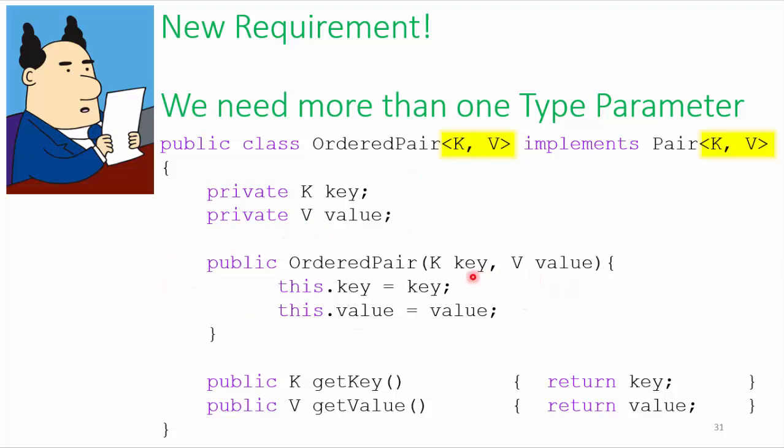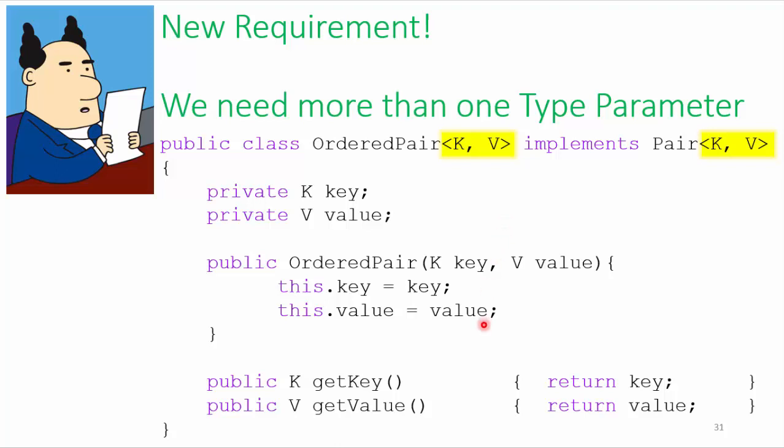The constructor takes two parameters named key and value, the same names as the attributes. So we use the this keyword, the implicit parameter, to disambiguate what we are trying to write here. We want to assign the key attribute of this object with the key parameter that was passed to the constructor. Same thing for value. And obviously, the data type of key, we are going to use K to represent it. The data type of value, we are going to use V to represent it.